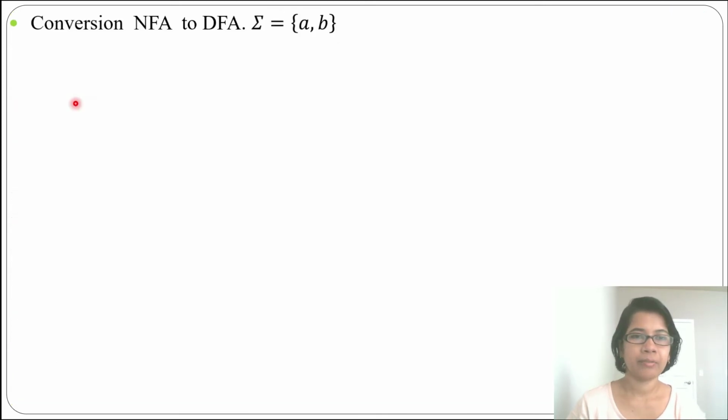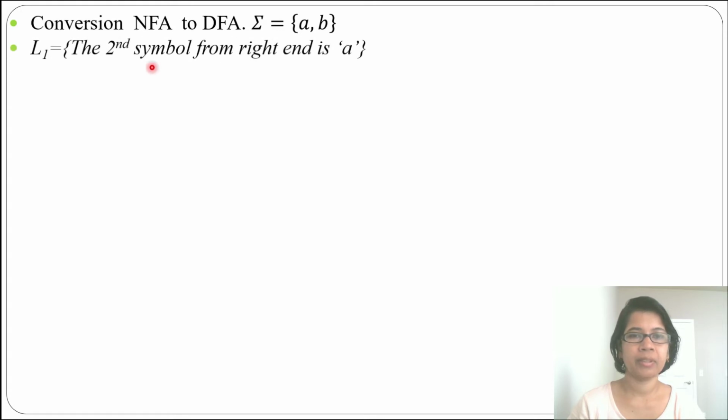Let's convert an NFA to a DFA with an example. Here sigma is {a, b}. The language: the second symbol from the right-hand side is a. So which strings will it accept? It will accept ab, aab, abb, and so on. This is the first symbol from the right side, this is the second symbol, and that should be a. You can write w equal to x a, then one more position. This is the first symbol, this is the second symbol, and that should be a.